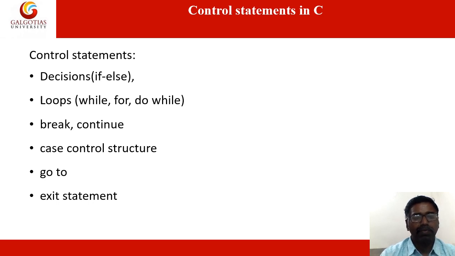For looping statements, we repeat some statements again and again. Here we have for, while, and do while. Then break and continue are used along with the looping structure or in any block of code to break your execution or continue your execution according to the given condition. Then we have the case control structure, and goto, which is an unconditional jump statement, and finally the exit statement. All these comprise the control statements in C.